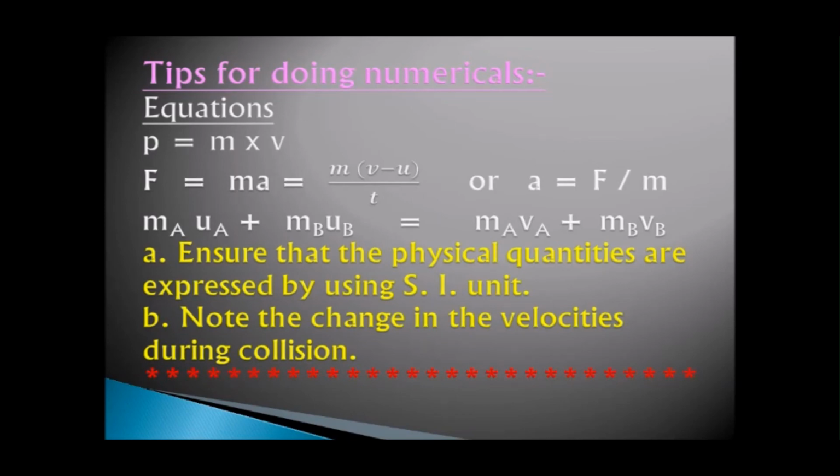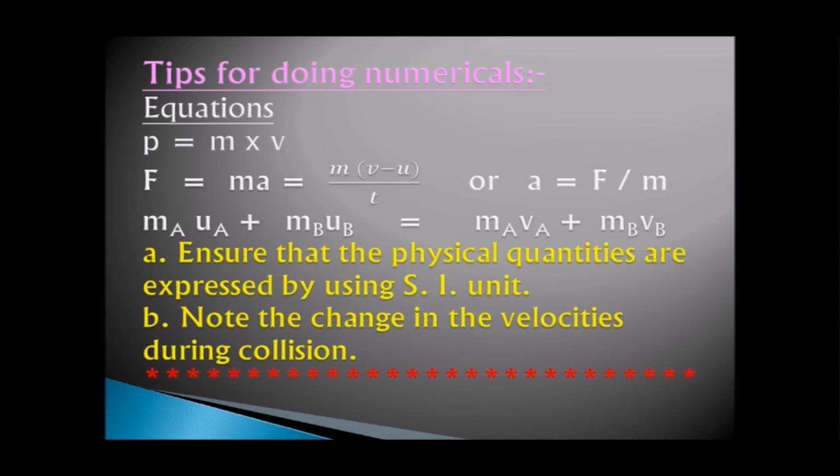Now we are going to discuss some tips for doing the numericals easily. The numericals of this chapter are mainly based on the following equations. Momentum P equals mass m into velocity v. Force F equals mass m into acceleration a, which also can be written as m into v minus u the whole divided by t. From the force equation we can write acceleration a equals F divided by m.